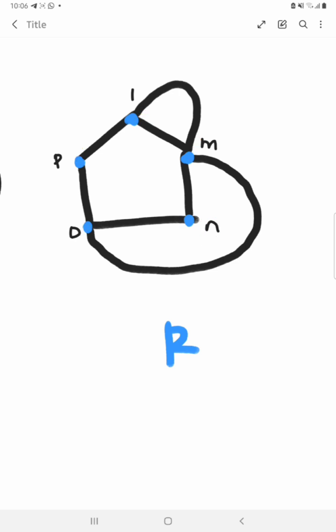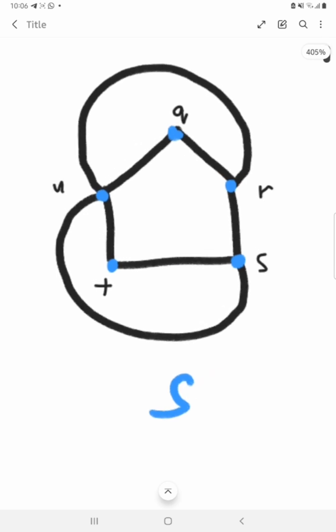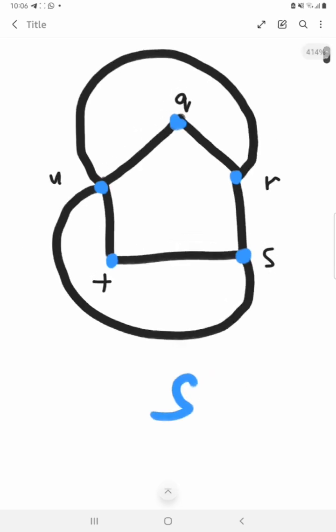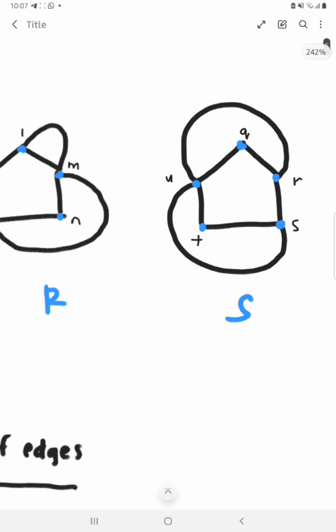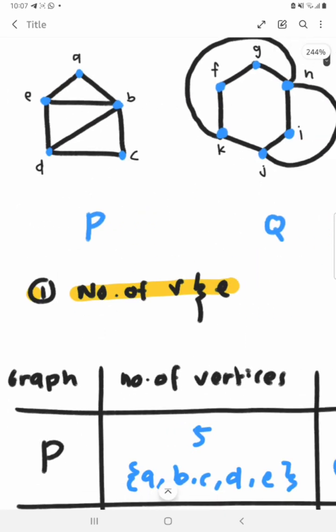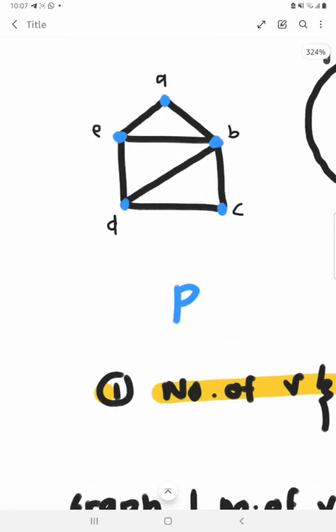Okay, so let's look at the graph S. Does graph S have the same points as graph P and R? So this is 2. Is it 4 here? Yes. Is it 3 here? Yes. So it's similar to P and R. But we can see another point here. Can we check another point?